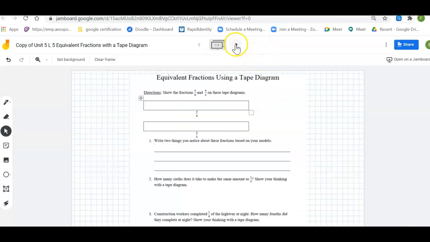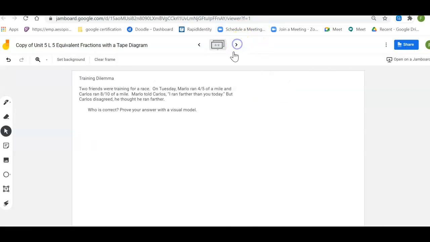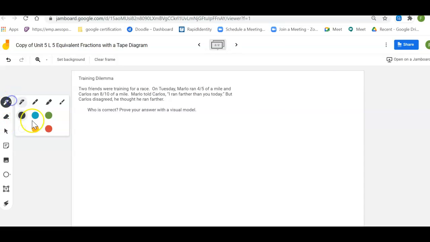All right, so this is a Jamboard we're going to work on. We're going to come to this a little bit later, but if we go to the second, this is our training dilemma here. And when we look at it, and we go ahead and do our cubes on it, we got 4/5 for Marlo, 8/10 for Carlos. So who is correct? Prove your answer with a visual model. So who ran further? So let's see. We're gonna go with let's say Marlo, and we're gonna do tape diagrams for these.